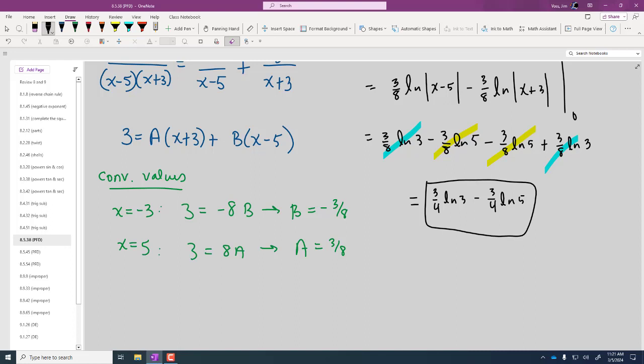And if you wanted, you could go one step further and factor out the 3/4 and write it as 3/4 natural log of 3/5. So either of those is fine.